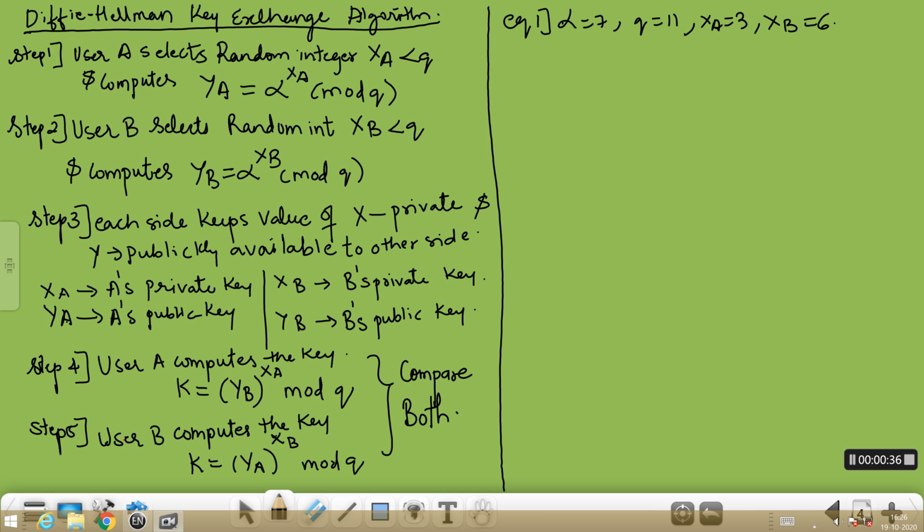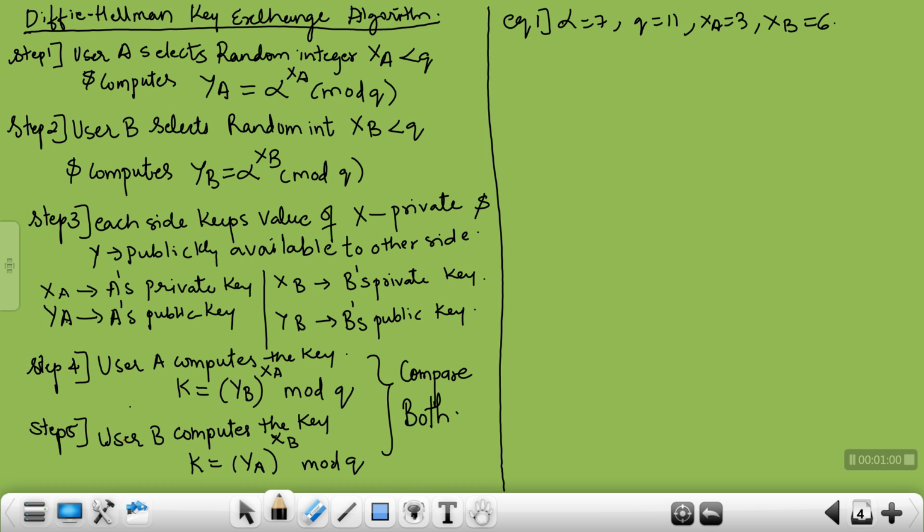Today's class we are going to learn the Diffie-Hellman key exchange algorithm. This algorithm is basically used for exchange of keys between the sender and the receiver. Between the sender and the receiver, you need to exchange a key or generate a key which will be common to both of them. To generate that key, we require something which is called the Diffie-Hellman key exchange.